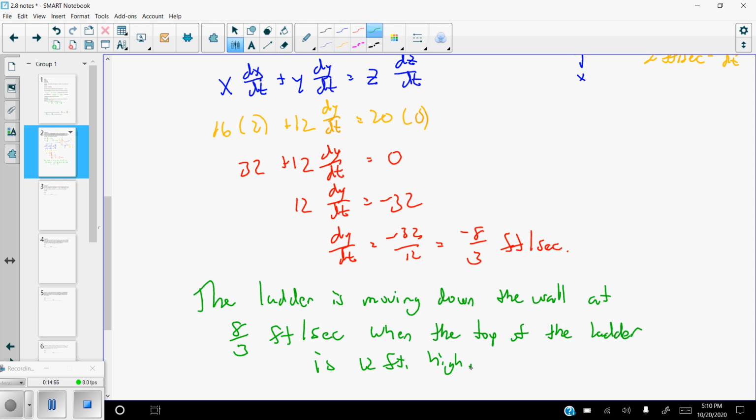Now, one thing I wanted to point out, notice here that I did not write that the ladder is moving down the wall at negative 8/3 feet per second. The negative indicates direction. So if I just said that the ladder is moving at negative 8/3 feet per second, that would be okay. But since I already stated down, if I said something is moving down at a negative rate, as a double negative, it indicates that it's moving up. So you want to be careful about that. If you've indicated direction in your verbal statement, do not indicate direction with your positive or negative signs. So just make sure that you're careful about double negativing yourself.